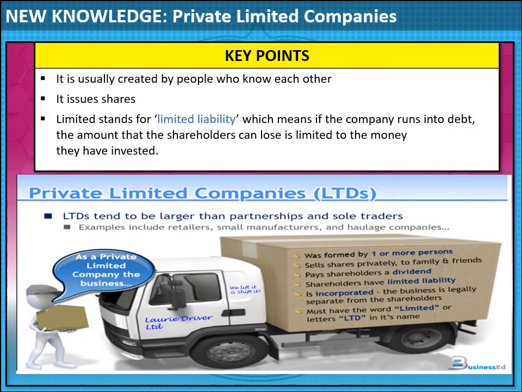So, key points that you need to know. Usually, a private limited company is set up by people who know each other. It issues shares to the people who have put money in. And limited stands for limited liability, which means if the company runs into debt, the amount the shareholders can lose is limited to the money that they have invested. And just also note that you have to have limited after your name. And below are a few more pointers about private limited companies, which I'd advise you to have a read about.